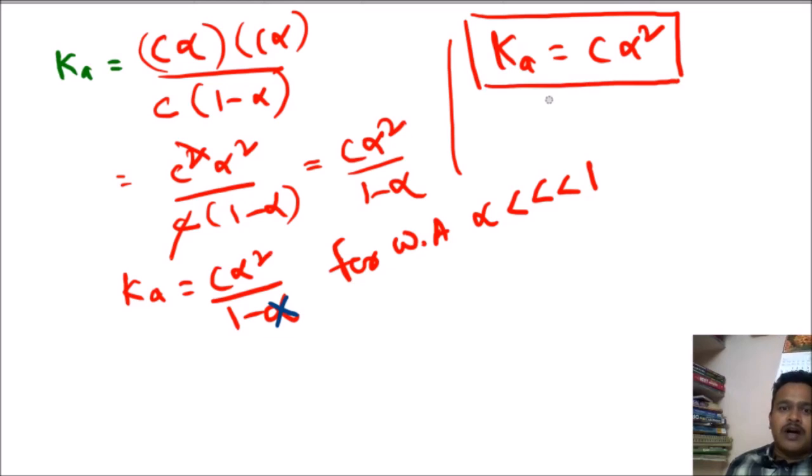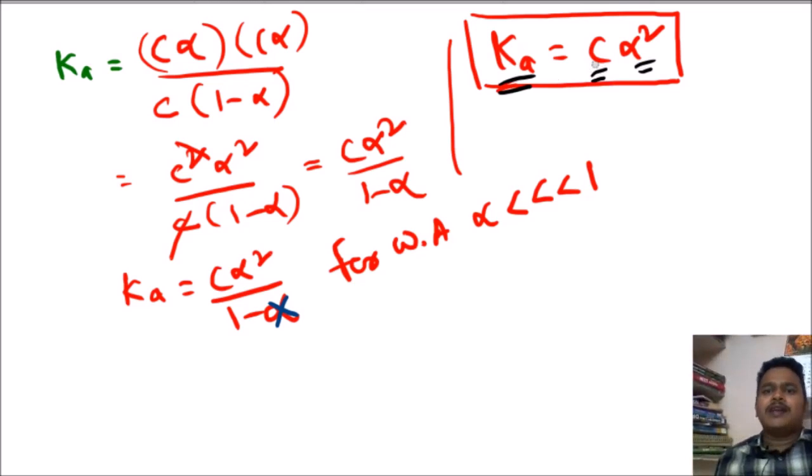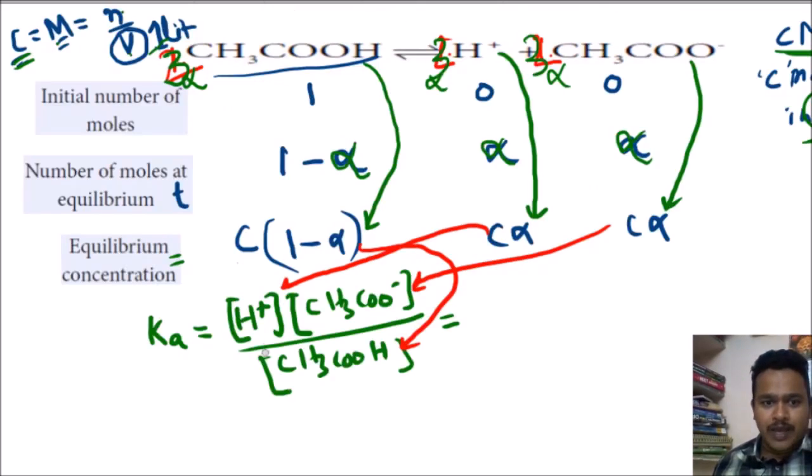This Ostwald dilution law is giving a relation between the dissociation constant, the concentration of the acid, and the degree of dissociation. This is one relation. Now I will go to the previous slide again and find another formula, for the H plus concentration, that means C alpha.